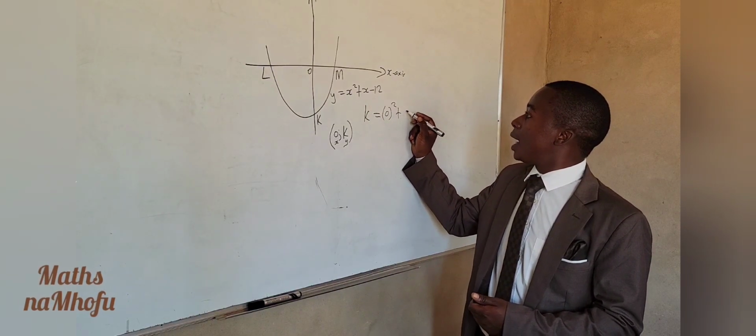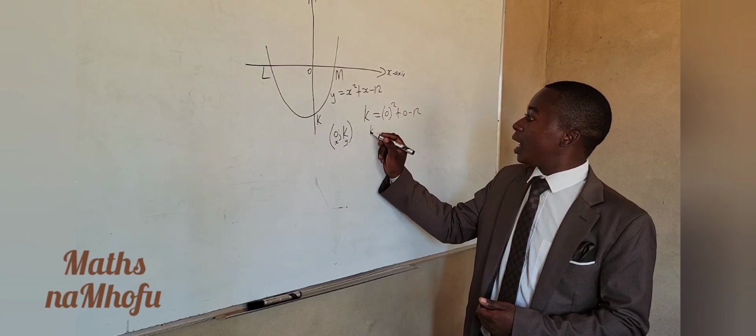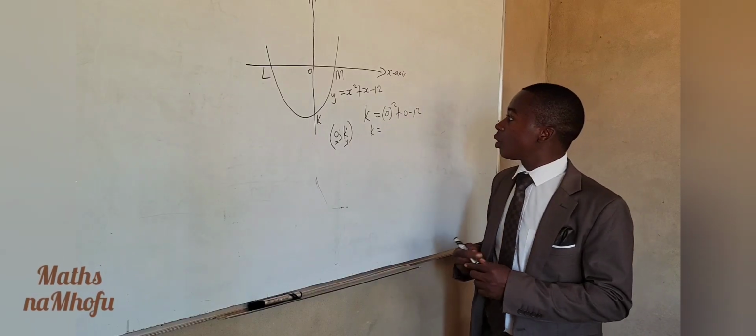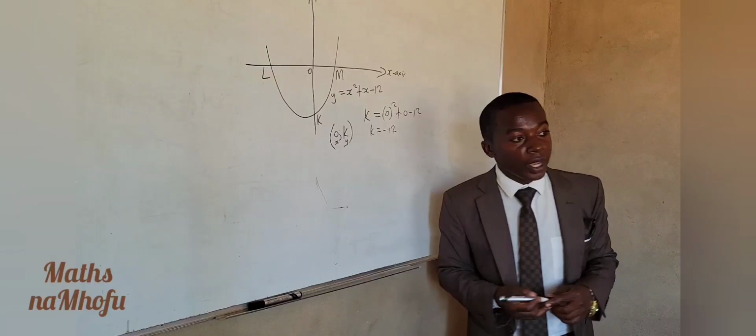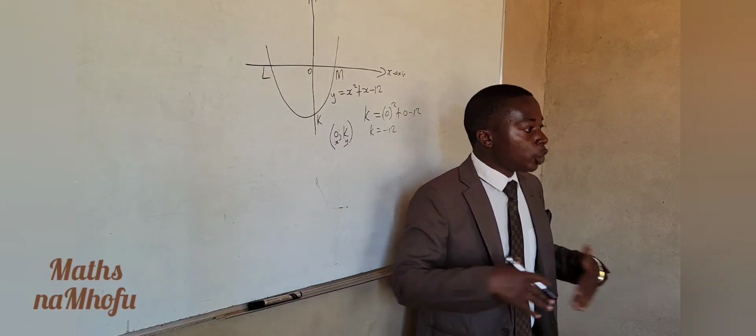0 squared plus 0 minus 12. Are we together? 0 squared, that's a 0, plus 0, that's a 0, minus 12, that's minus 12. So the value of k is negative 12. You just substitute.